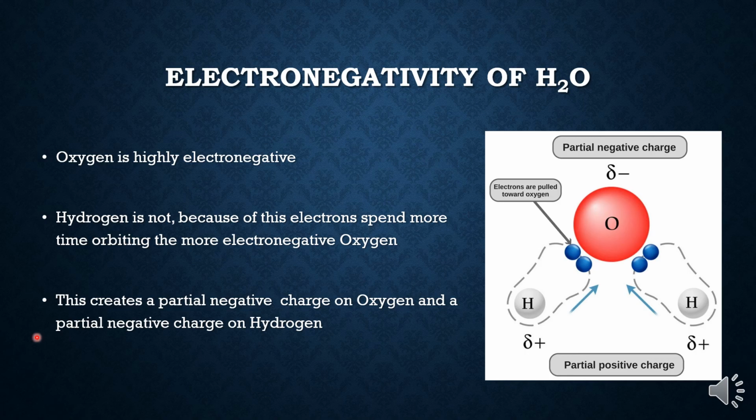Electronegativity of water. Oxygen is a highly electronegative atom. It likes to pull electrons close to it. Hydrogen is not electronegative. Because of this, electrons spend more time orbiting the more electronegative oxygen. This creates a partial negative charge on oxygen and a partial positive on hydrogen. We designate those with that delta plus and that delta minus. This one is more negatively charged, this one is more positively charged, because these electrons here in blue are orbiting this oxygen.